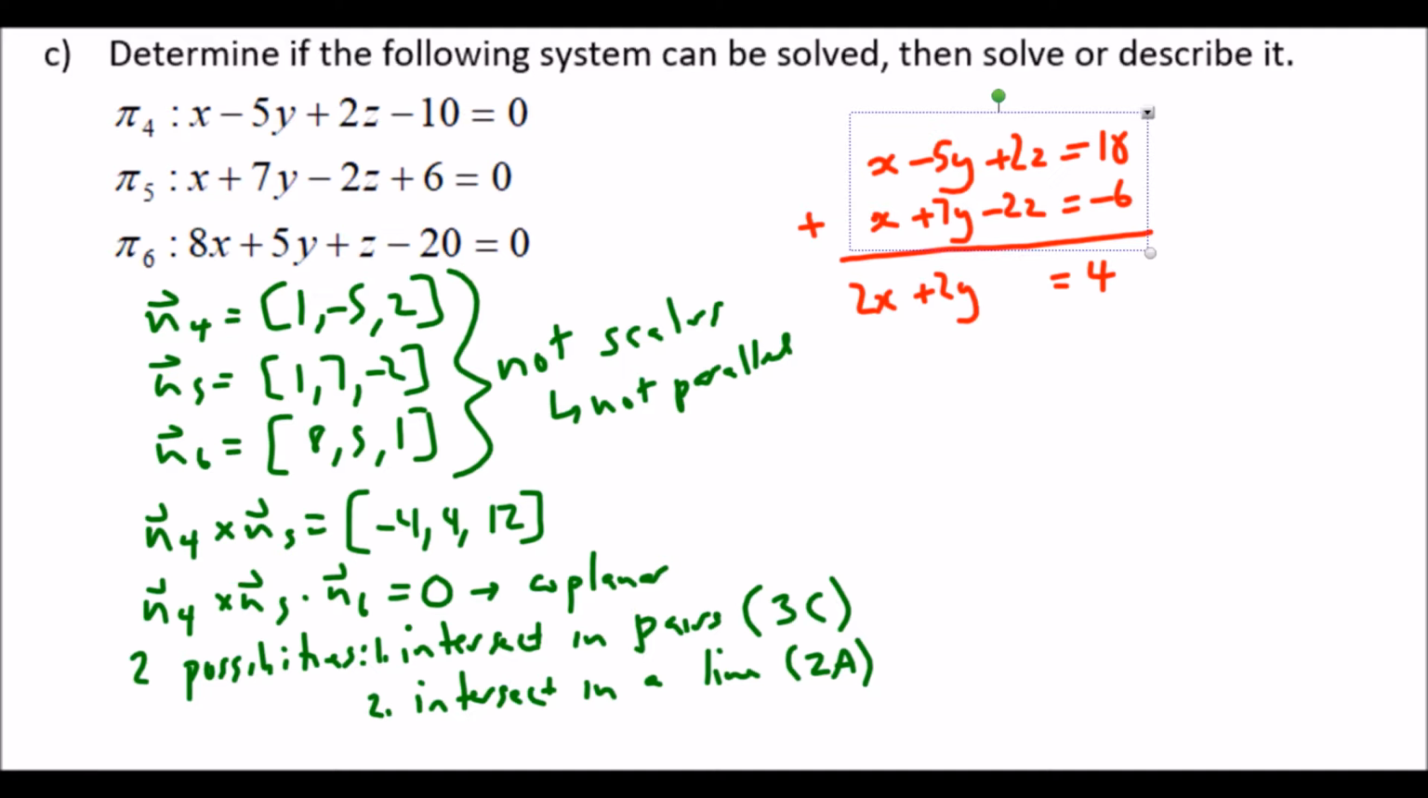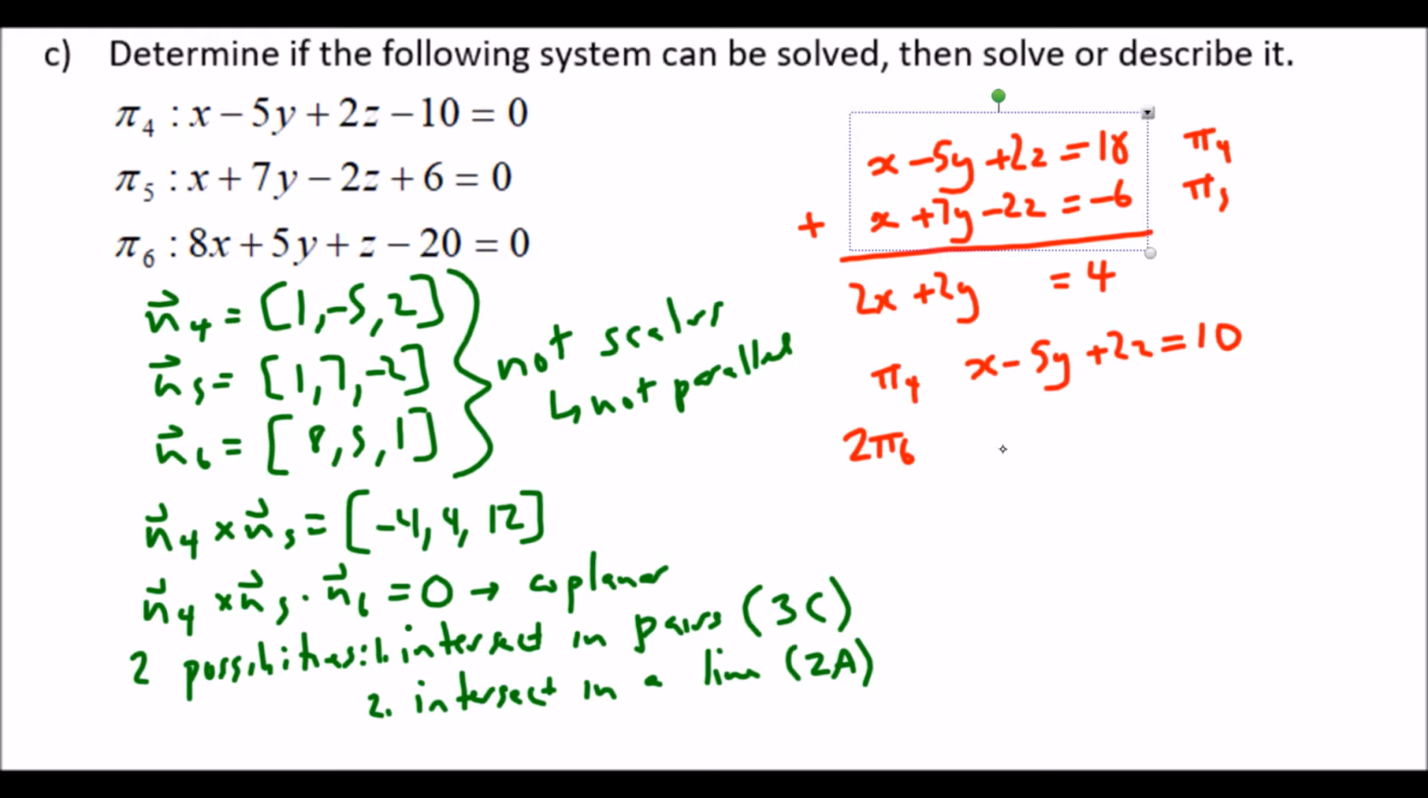4. So I'm going to take another pair. So again, this was plane 4 and plane 5. So now I'm going to choose another pair here. Let's do an easy one here. Well, I'm going to have to use plane 6 some way. So I'm going to do plane 4 again, so x minus 5y plus 2z equals 10. And I'm going to do plane 6, but I'm going to actually do 2 times plane 6. The z value is the same, so 2 times plane 6.